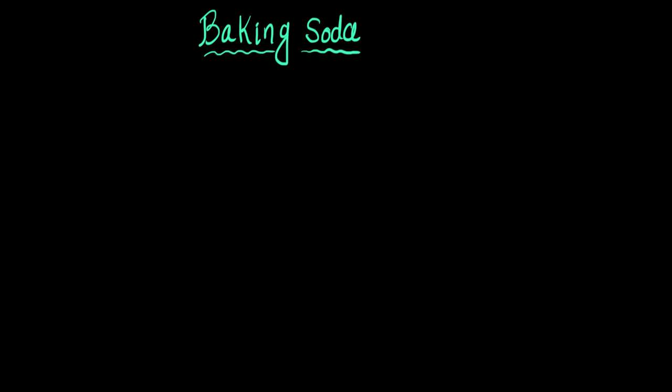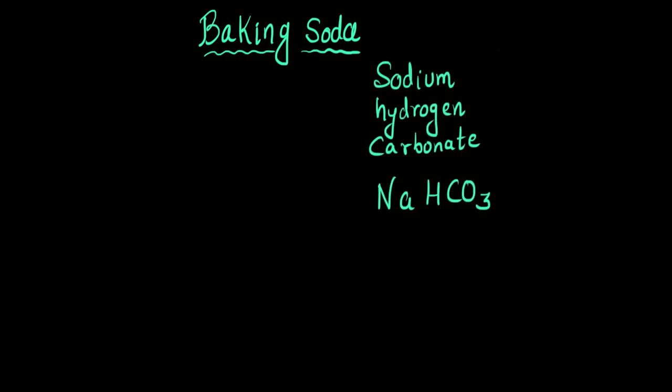So baking soda is chemically known as sodium hydrogen carbonate and its chemical formula is NaHCO3. Now let's try to guess what chemical compounds would have reacted to give us this compound, sodium hydrogen carbonate. Can you pause the video and guess this by yourself first? Now if you have tried it, let's see.